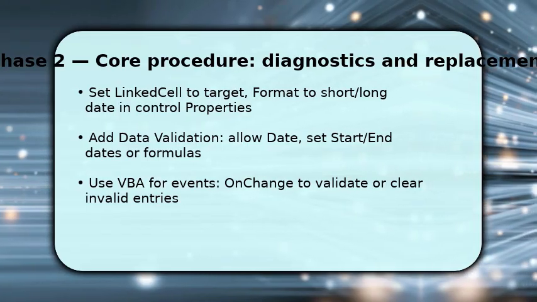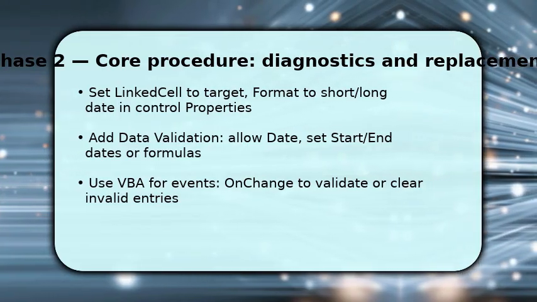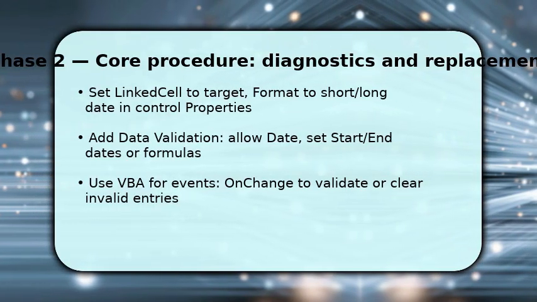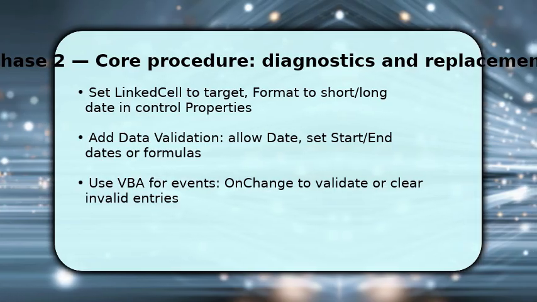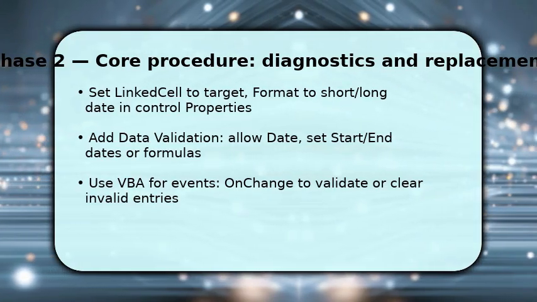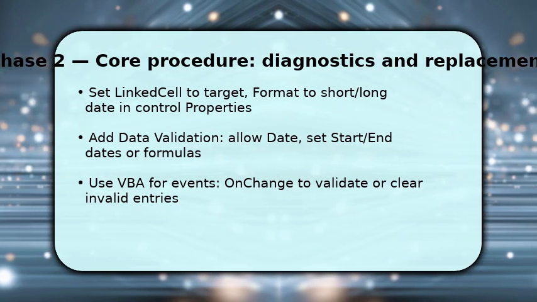If you need automation, add a small VBA routine. Use the control's change event to validate, normalize, or convert input and handle empty values. This ensures dates stay within expected bounds and avoids text strings that break formulas.